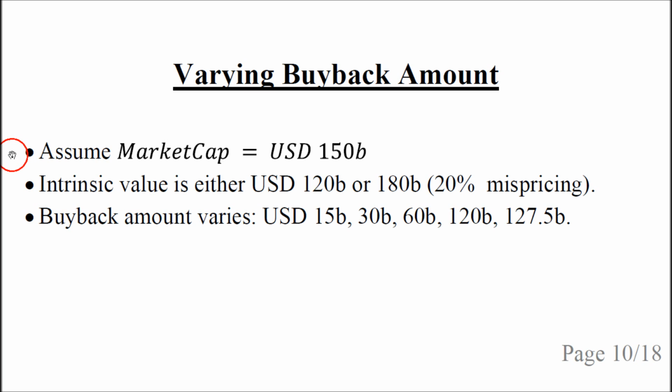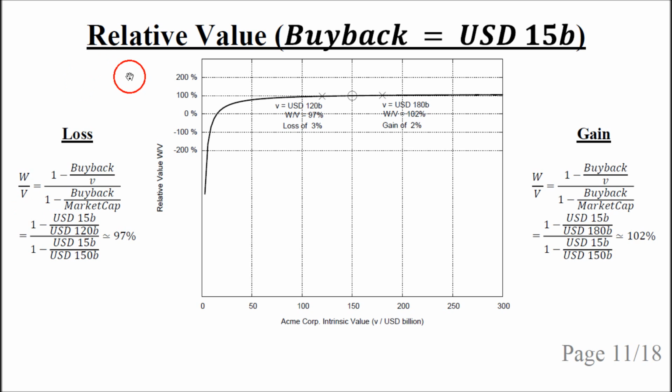So we will again assume that the market cap is $150 billion. Now the intrinsic value is assumed to be either $120 billion or $180 billion, which means a 20% mispricing compared to the market cap. And the buyback amount varies. First, consider a buyback amount of $15 billion, which is 10% of the market cap. So we again have the axis down here with the intrinsic value. We assume that the market cap was $150 billion, which is marked by this circle, where we have equilibrium, which means the relative value of the share buyback is 100%.